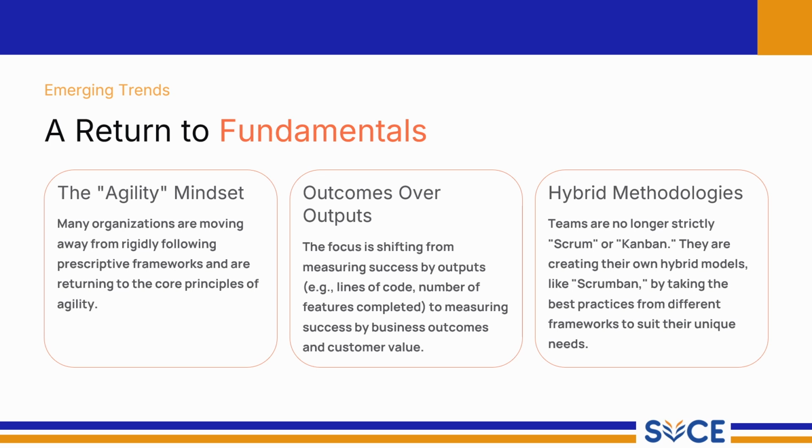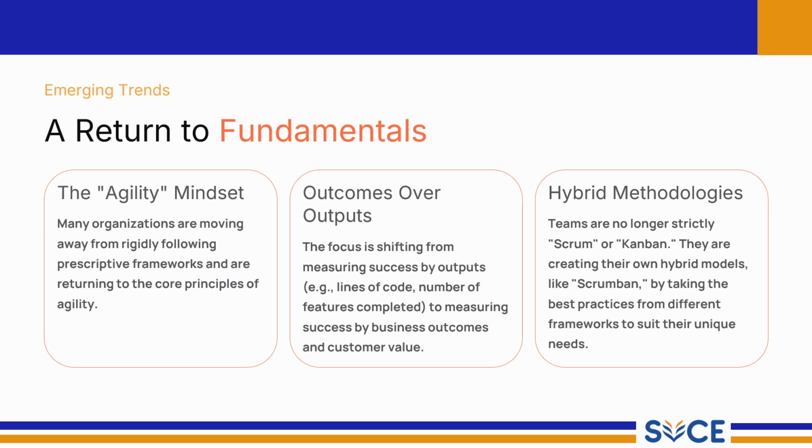Here, return to fundamentals. Interestingly, after years of complex tools and frameworks, organizations are now returning to the core principles of agility. They are focusing on outcomes over output, measuring the success by the customer value, not just features. Next one is the hybrid methodologies, combining Scrum and Kanban into flexible models like Scrumban, and importantly, reviving the true agility mindset, where adaptability matters more than labels.